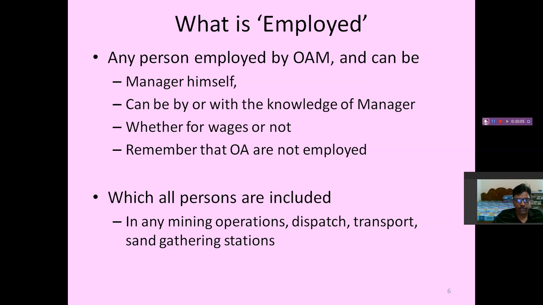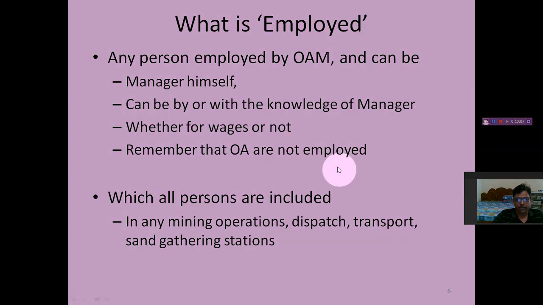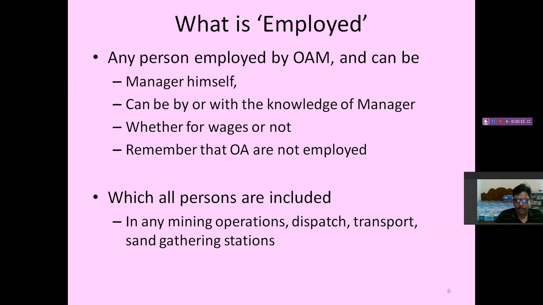Next is whether for wages or not. Whether you are working for wages or you are working freely because you are a very generous man, even then you are said to be employed, and it should be with the knowledge of manager. Remember that OA are not employed, means owner and agent are not employed. It starts from manager. Okay, owner and agent are not employed. Who are all the persons included under employed?